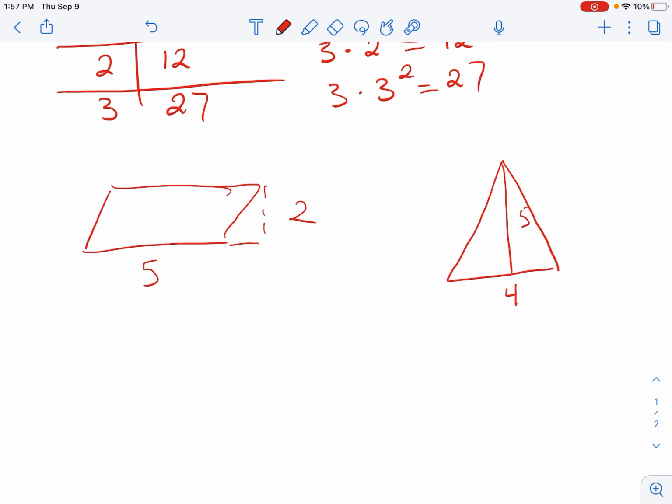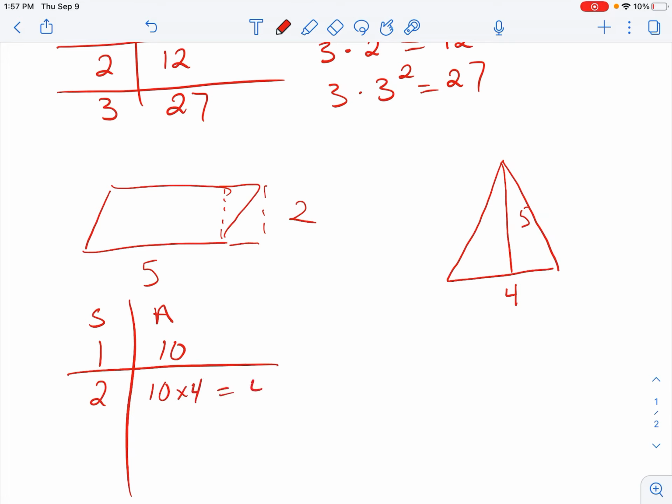So to find our area, it's base times height. On a parallelogram, it's the same as a rectangle, because if we were to cut this off right here and then bring it to the other side, we would have a perfect rectangle that's 5 by 2. So area of this for a scale of 1 is going to be 5 times 2, which is 10. Okay, so now if we do a scale of 2, this becomes 10 times 4, because everything's doubled, right? Which equals 40.